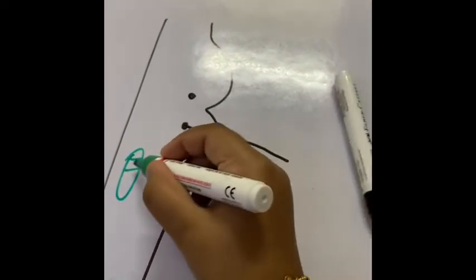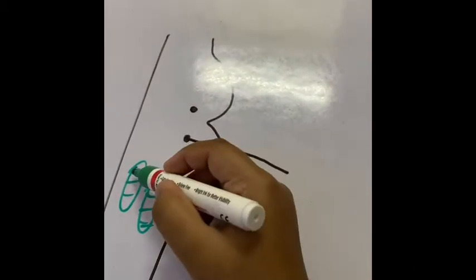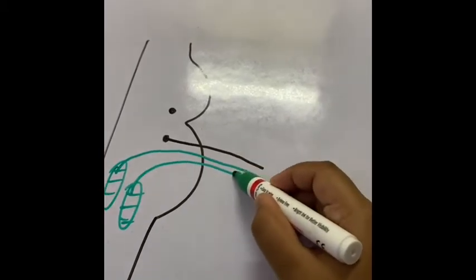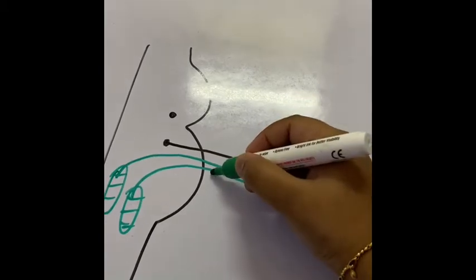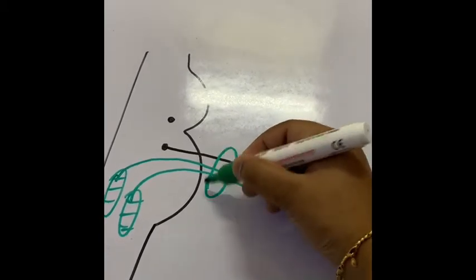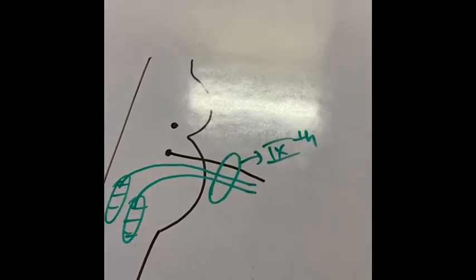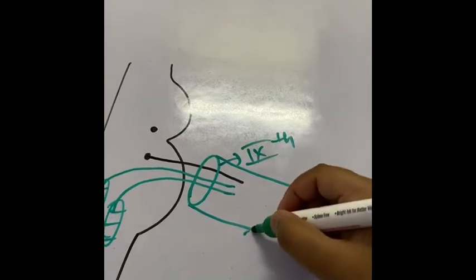This is the nucleus tractus solitarius, and this is the spinal nucleus. Fibers from these two nuclei also come out, and all these neurons travel together inside the ninth cranial nerve. That's the glossopharyngeal nerve. So this is the ninth cranial nerve.